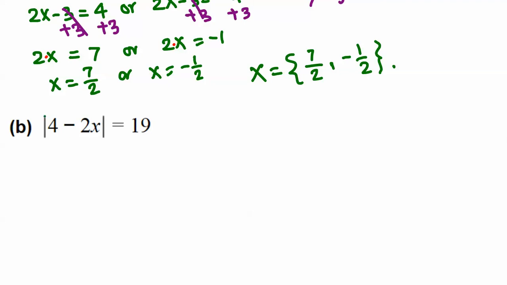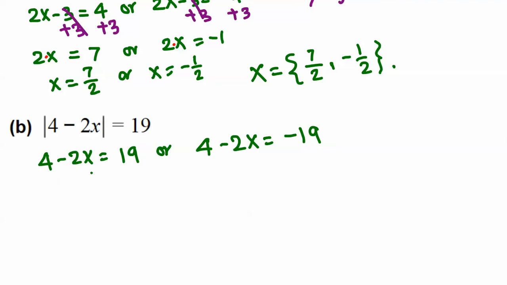Same thing, whenever we have absolute value of something equals a number, then this is either 19 or negative 19. Okay, this implies 4 minus 2x equals 19 or 4 minus 2x equals negative 19. Now let's solve these linear equations for x. For that, let's move 4 to the other side, subtract 4 from both sides. Same thing here.